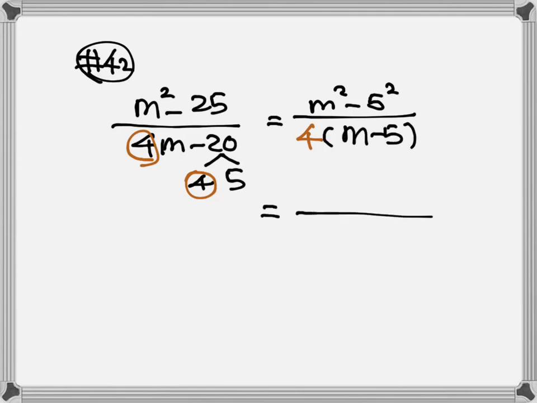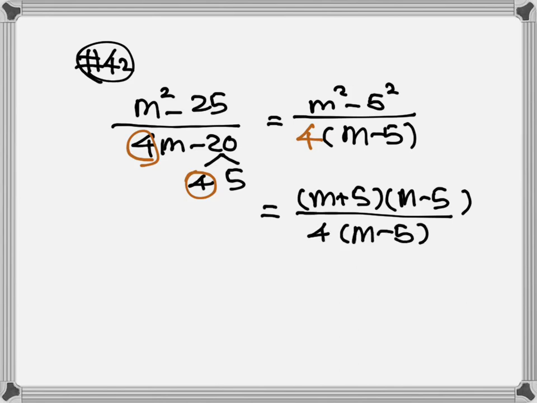Now, let's go back to the numerator. The top will become a difference of two squares. So we're going to do the difference of two squares. The factors will be n plus 5 and n minus 5. For the denominator, I'm going to keep the 4 times n minus 5. Now, top and bottom both have n minus 5, so we're going to cancel out the n minus 5. So therefore, my answer is equal to n plus 5 over 4. Okay. Now, let's look at number 46.